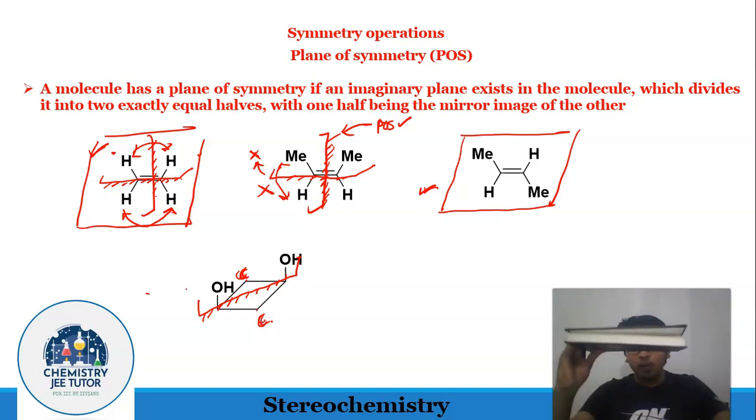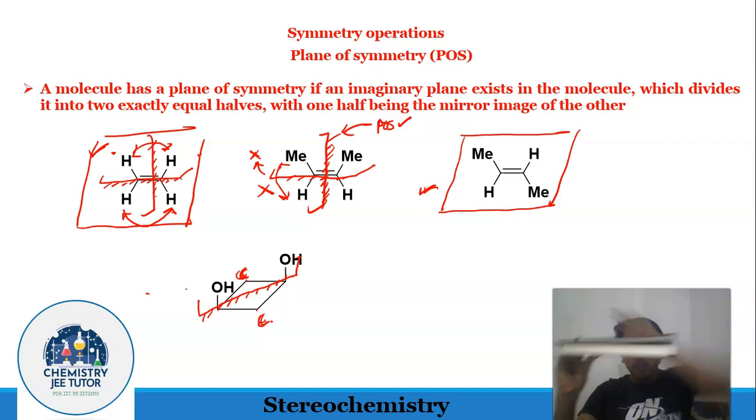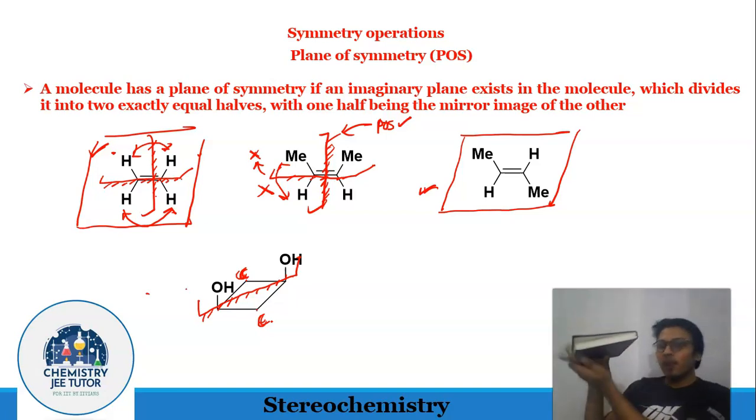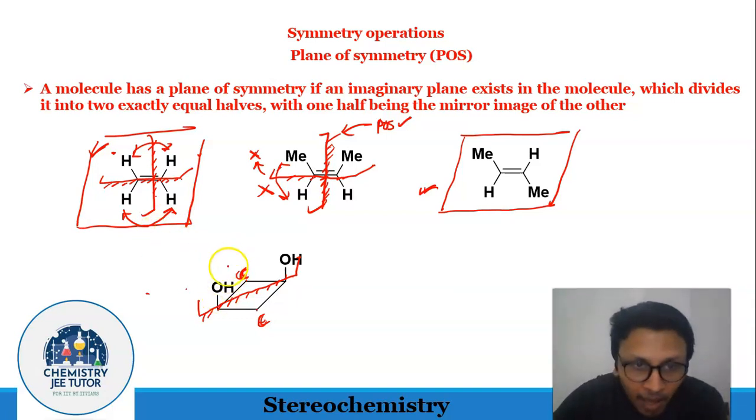Suppose this is a cyclobutane I'm talking about. Here is the OH, here is the OH. So it passes a plane that cuts through this molecule. So this part will reflect this part of the molecule, and both the parts are CH2. So this is one of the planes. Okay, in this case, another plane is if you pass through this CH2.